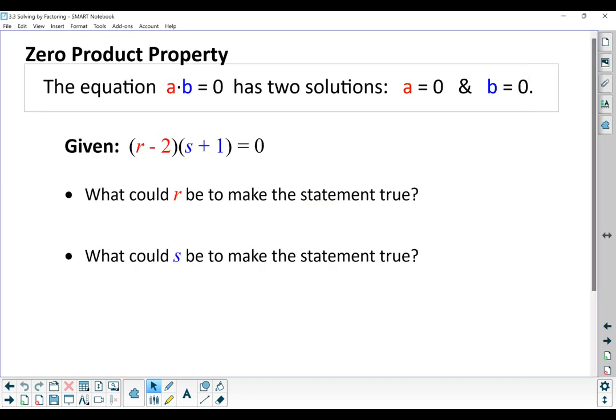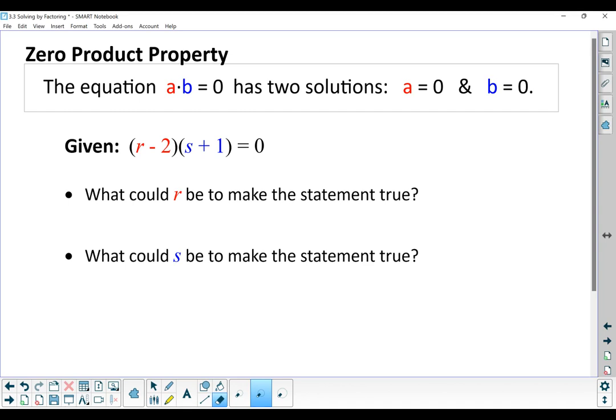So, there is something that is called the zero product property. It's a really logical thing when you think about it, but if you have an equation that is A times B equals 0, there are two things that make that equation true. There are two solutions. The first solution is that the A could be 0, because 0 times B is 0. The other solution is that B could be 0, because A times 0 is also 0. So that is called the zero product property.